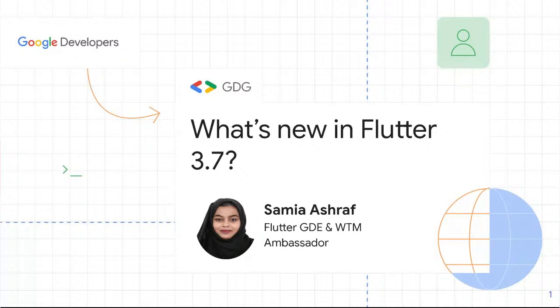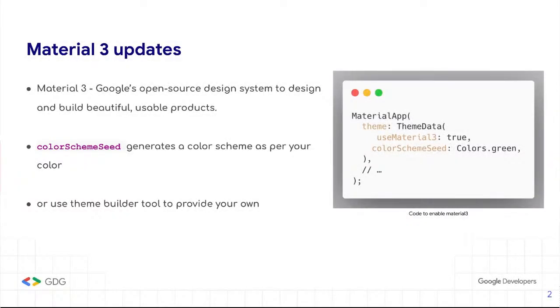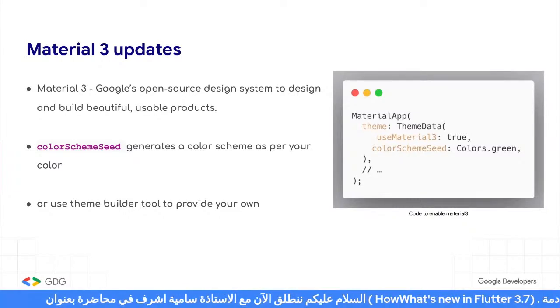So in today's session, I will be talking about what's new in Flutter 3.7 and all of the updates that were released during the Flutter 3.7 update. So let's discuss it together. Let's start with the first update, which is the Material 3 updates.